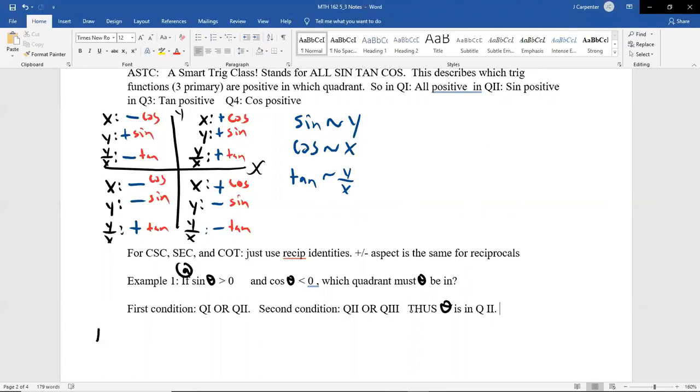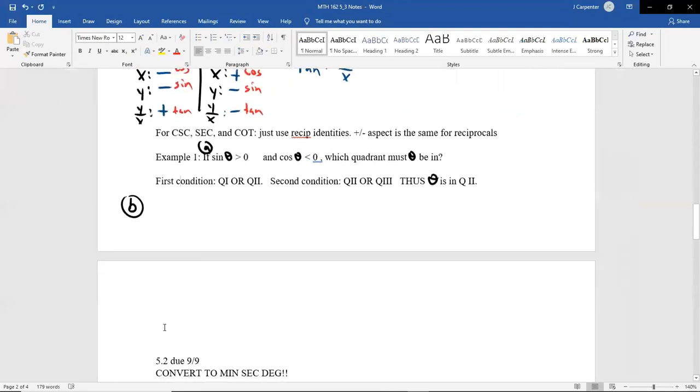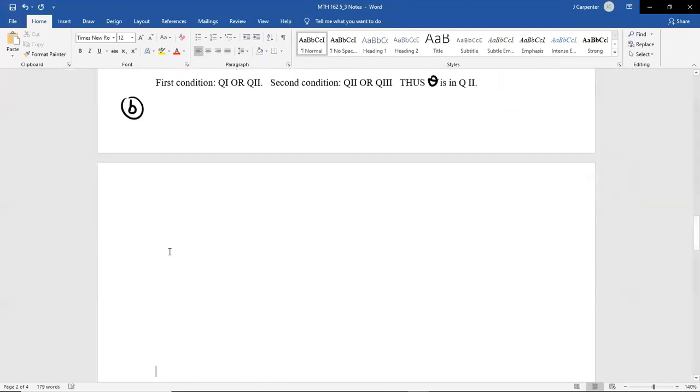I forgot my A. B, if I hit enter, it'll screw everything up. Sorry for that. Oh, that's too low. B.